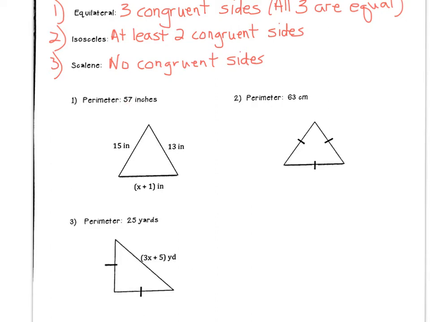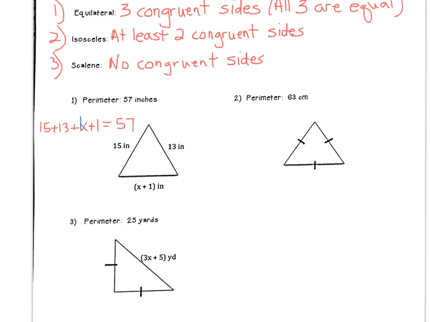So here we go. Add up all the sides. So you're going to have a 15 plus a 13 plus an x plus 1, and it's going to equal 57, because that's what it tells me. Most common mistake kids make is they think it's going to add up to 180 degrees. No, we're not dealing with angles now. We're dealing with sides. We're measuring the sides.